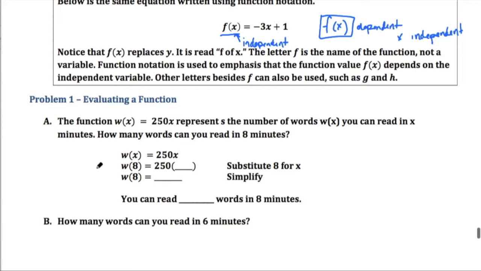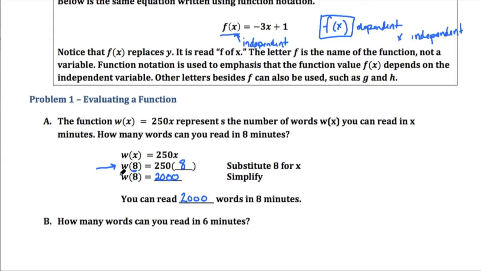In this second line, we see that 8 has been plugged in where the x was. Now we would say this is w of 8, or the words of 8 minutes. So when we see 8 here, it's telling us to plug in 8 for x on the other side as well. And of course, 8 times 250 is going to give us 2,000. So you can read 2,000 words in 8 minutes.